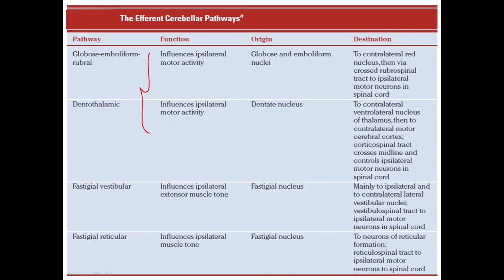If it is controlling the right cerebellar hemisphere, it controls the right half of all the body activities. So on the same side, it influences the ipsilateral motor activities. And dentothalamic also does the same. And if you can note it, vestibular and reticular influence the same side extensor group of the muscle tone. All the extensors. So on a gross level, when you see the different pathways, they control all the motor activities.